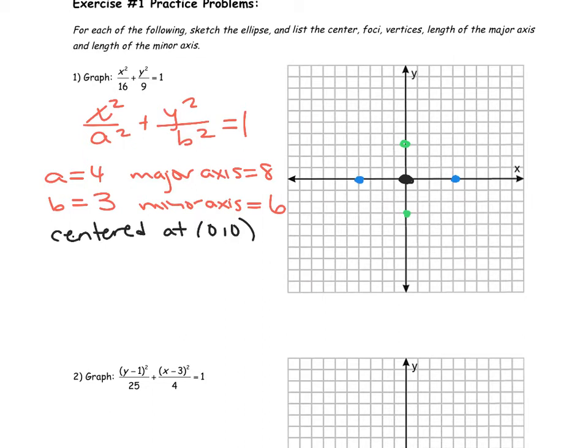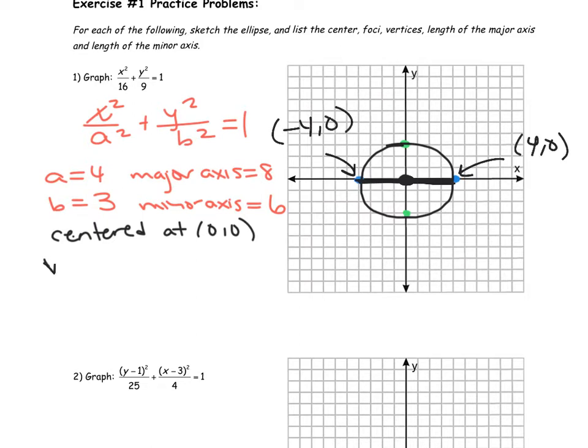So now we're just going to sketch in our ellipse as best you can. Okay, so there's my ellipse. Other parts we have to answer, so we know the vertices are along the major axis. So the vertices are along the major axis, which tells me then my vertices are here and here. So that's at negative 4, 0 and 4, 0. So the vertices are at 4, 0 and negative 4, 0.